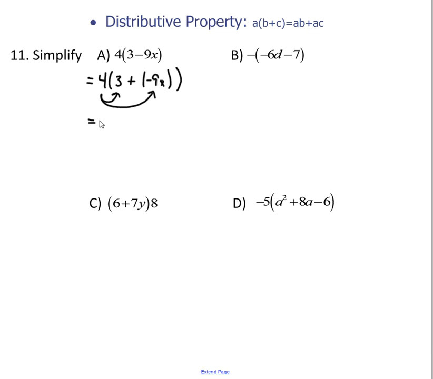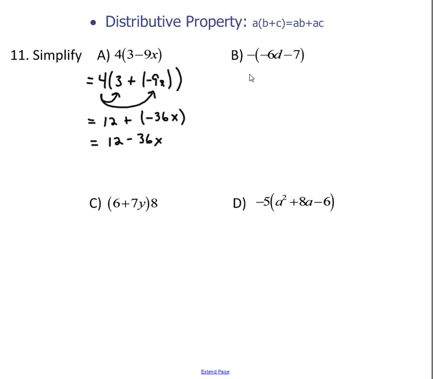So we're going to be taking 4 times 3, which is 12, plus 4 times negative 9. Well, we know 4 times 9 is 36, so this is going to be negative 36x. It doesn't have to be 4 times 9 and 4 times x. It's just 4 times negative 9x, and that becomes negative 36x. Of course, the addition of a negative is subtraction, so we get 12 minus 36x as the result.